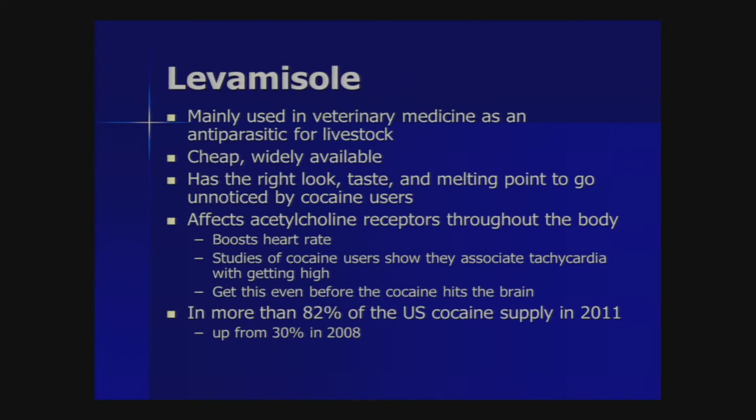It used to be used for nephrotic syndrome in the U.S., but it got pulled off the market because people started developing this type of purpura. But it's actually used to cut cocaine in Colombia. So typically when drugs are brought into the U.S., they're cut on the street, but this one is actually cut in Colombia. And it has the right look, taste, and melting point to go unnoticed by cocaine users.